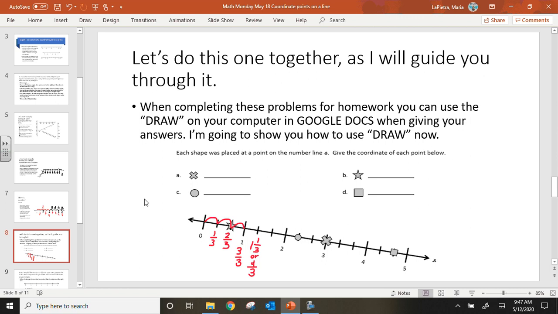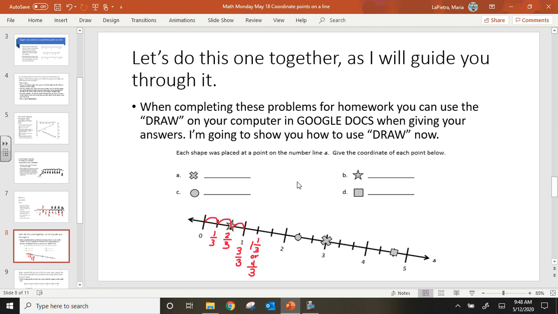Okay, so let's do this one together. I'll guide you through it. When completing these problems for homework, you can use your draw on your computer in Google Docs when giving your answers. And I'm going to show you how to use the draw function right now. So each shape is placed on this number line. They want you to tell, how do you know what the answer is? Again, we're going to start at the origin.